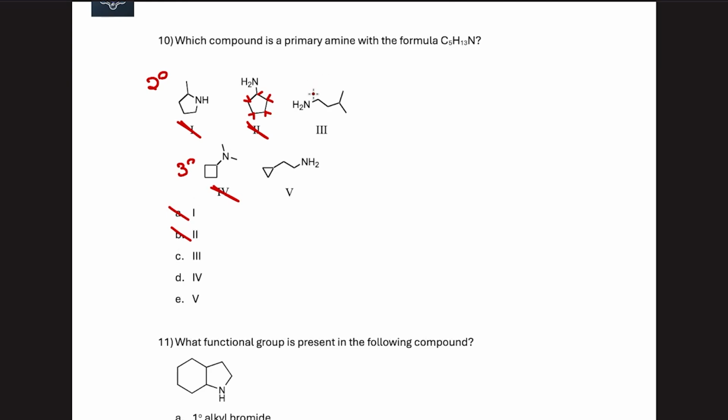Answer choice 3, we have 1, 2, 3, 4, 5, 6, 7, 8, 9, 10, 11, 12, 13 hydrogens, and so we know it's probably answer choice 3, but let's make sure. To eliminate answer choice 5, we count 1 through 11, also 11 hydrogens, so we can eliminate answer choice 5. So we're left with C.